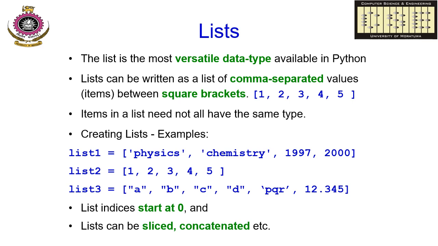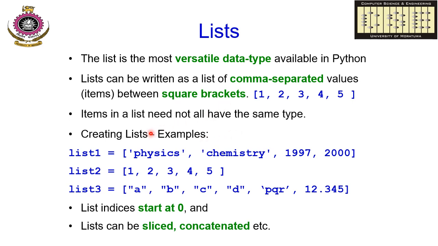A list can be written as a list of comma separated values. We refer to them as items sometimes. Within square brackets you include the elements and you separate the elements with commas. So this, for example, is a list of numbers or a list of integers. And the items in a list need not all have the same type. Even though we have all numbers here, we can have multiple types of data included within a list.